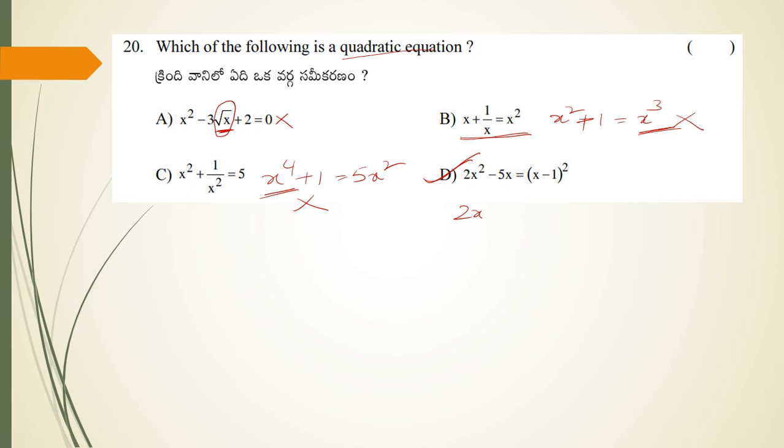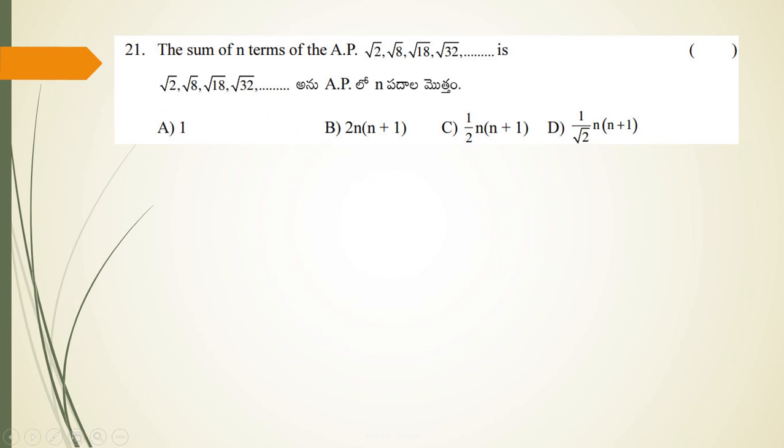So here what we can do, 2x square minus 5x is equal to x square minus 2x plus 1. So when you transpose, it becomes x square minus 3x minus 1 is equal to 0. So this is a quadratic equation. Right, next moving on to question number 21.